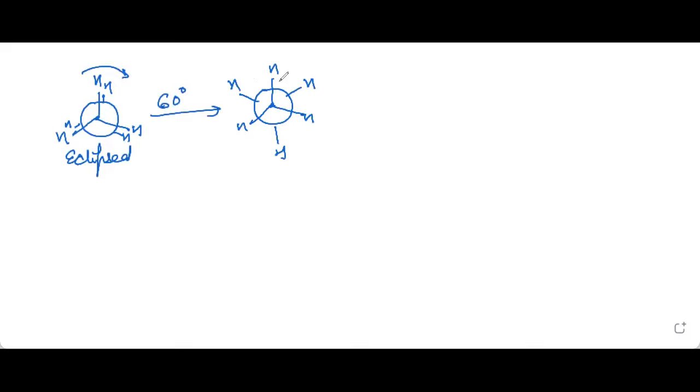So now this angle is 60 degree. Again, we are rotating it at angle of 60 degree. So it will again lead to the formation of eclipsed conformation. So this is staggered. Again, eclipsed.